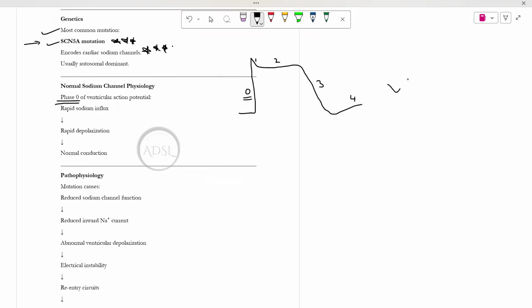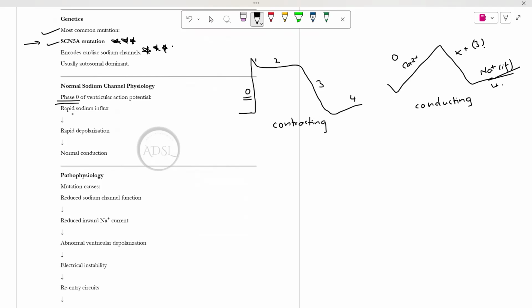Whereas in a conducting tissue, how does this happen? This is because of calcium. This downward phase is because of potassium, and this is because of leaky sodium channels, which are called funny sodium channels. This phase 4 is because of leaky sodium channels. Phase 0 is because of calcium and phase 3 is because of potassium. This is in the conducting tissue. Remember, this is in the conducting tissue and this is in the contracting tissue, that is atria and ventricle.